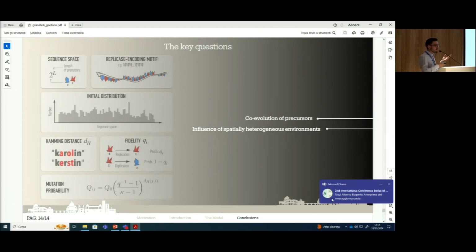So for example, if there are any parameters that drive to extinction the precursors, or for example, that can ensure a steady growth of them. And this is our specific angle in the group, to wonder about the influence of especially heterogeneous environments.